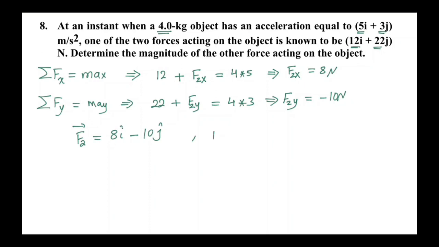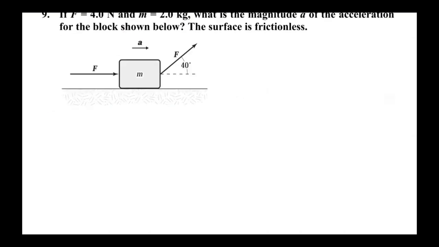And the magnitude for F2 is equal to square root of 8 square, 64, plus 10 square, 100, or square root of 164, or equal to 12.8 newtons.